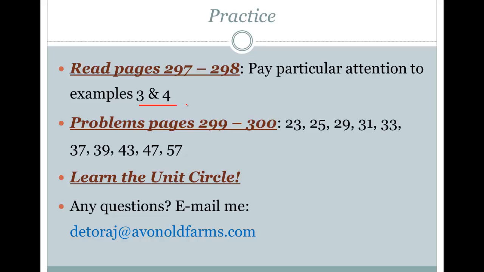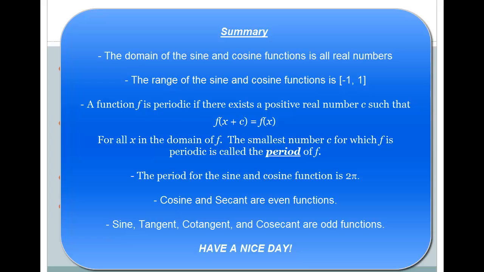Here's some practice. Again, look at those examples. Here are some more problems to do. Again, I can't tell you how important it is for you guys to make sure you learn your unit circle. That's critical. Okay? The summary of this video basically talked about the domain and range of sine and cosine. The domain of sine and cosine is all real numbers. The range is from -1 to 1 inclusive. And we found that the period of both the sine function and the cosine function is 2 pi, and so the function just keeps repeating itself over and over again.